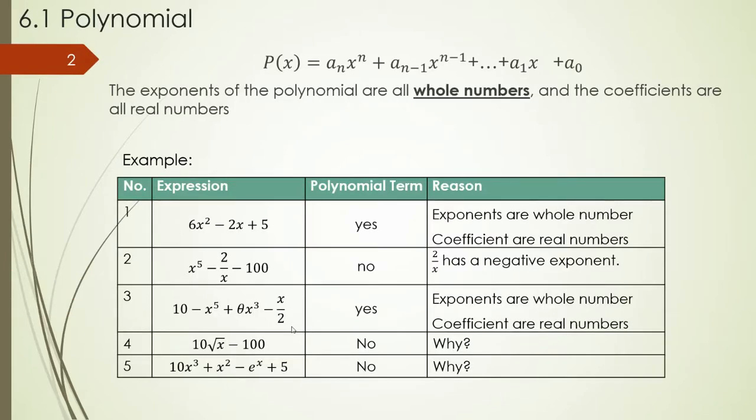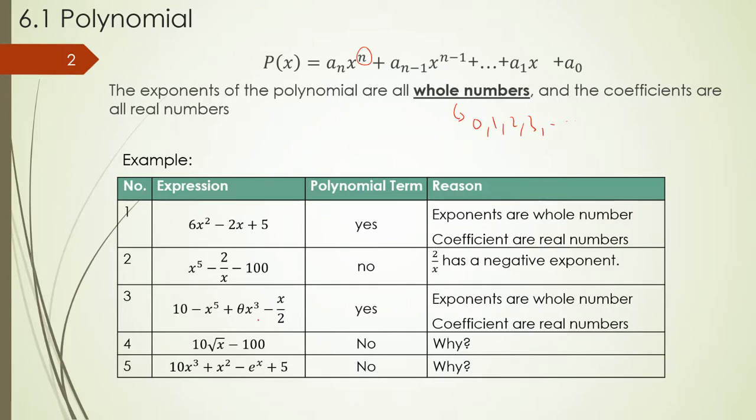In a polynomial, the exponent or the power of our variable x must be a whole number. So what is a whole number? Whole numbers start from 0, 1, 2, and 3, and so forth. And the coefficients are all real numbers. Look at the example over here.